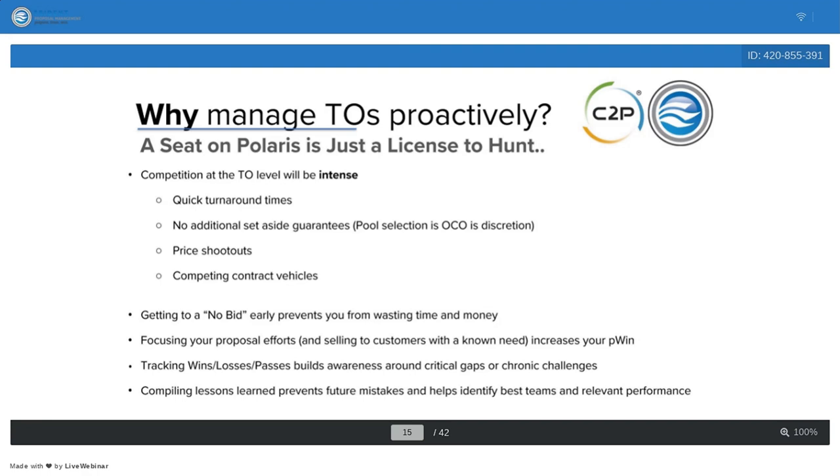So, there is a dedicated HUBZone pool. There's a dedicated woman-owned small business pool. There's a dedicated service-disabled veteran-owned small business pool. But there's nothing that says that, of all the work on Polaris, 25% needs to go to HUBZone or woman-owned.